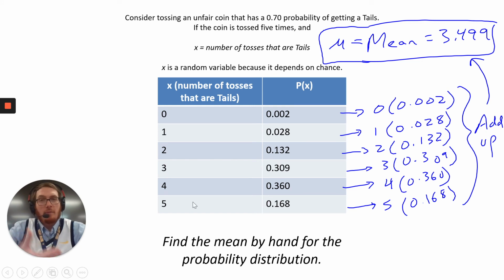Now this one works out really nicely because it's a perfectly balanced probability that comes from formulas that we'll learn later. In other situations, it might be a little bit more challenging to think about that number, so this strategy will work on any probability distribution. And then what this says is if I toss the coin 5 times, I should expect to get 3.5 tails out of the 5.